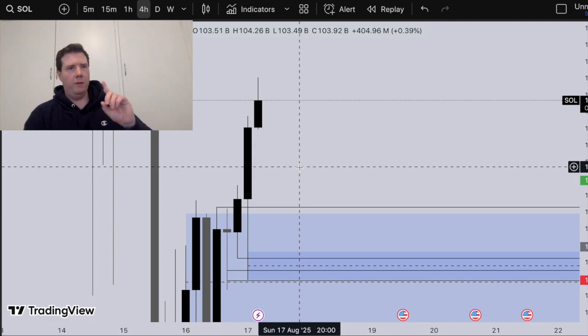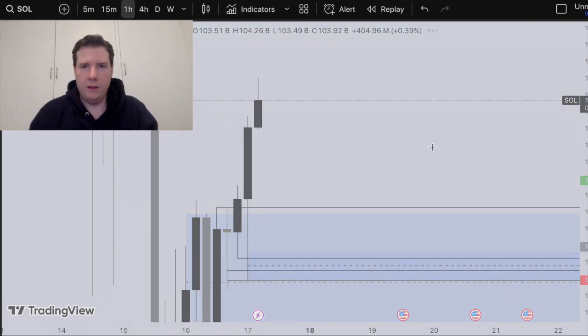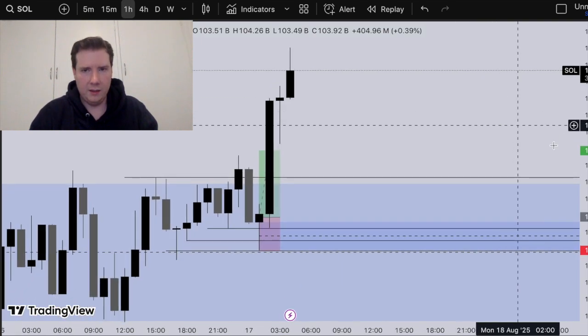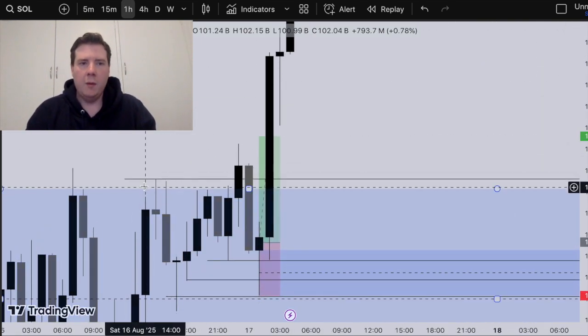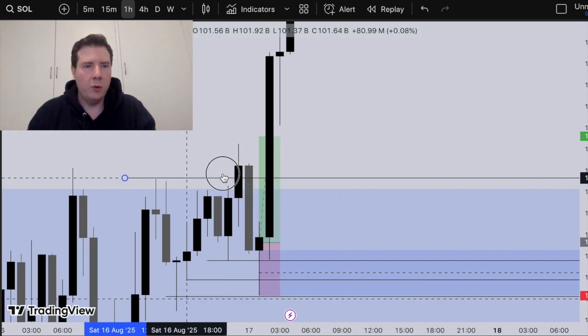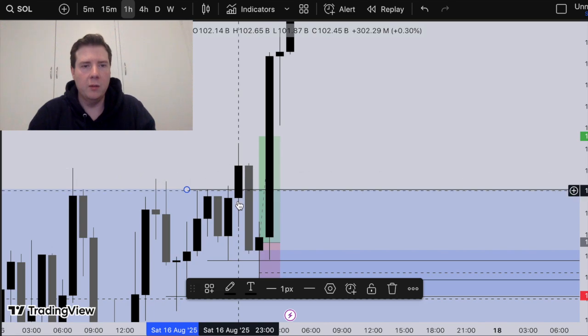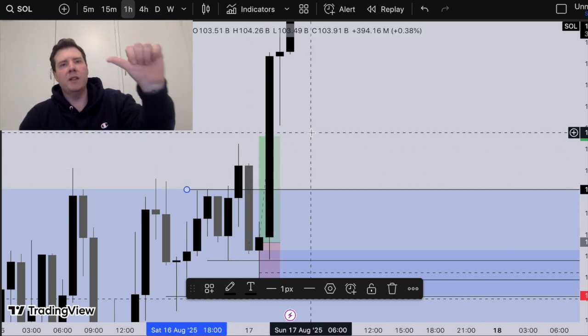So 4 hour bullish. Then I go to the 1 hour and I look for what's the last thing that's taken place on the 1 hour. In the same candle, the 1 hour broke structure. So if I move this, the 1 hour also broke structure here on this same candle. So 4 hours in line, 1 hour's in line.